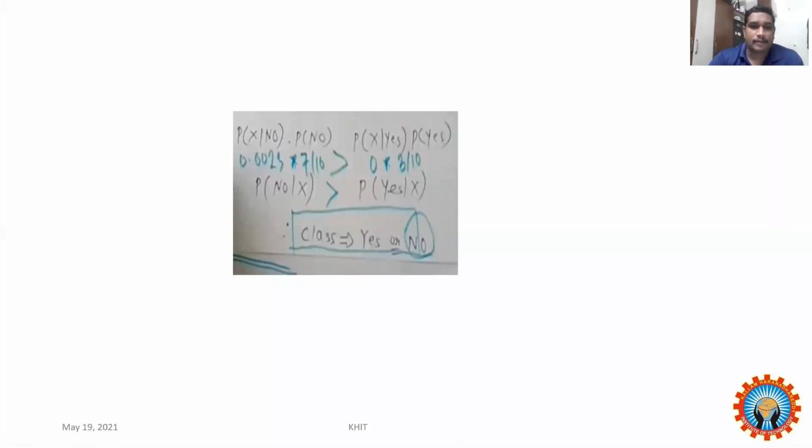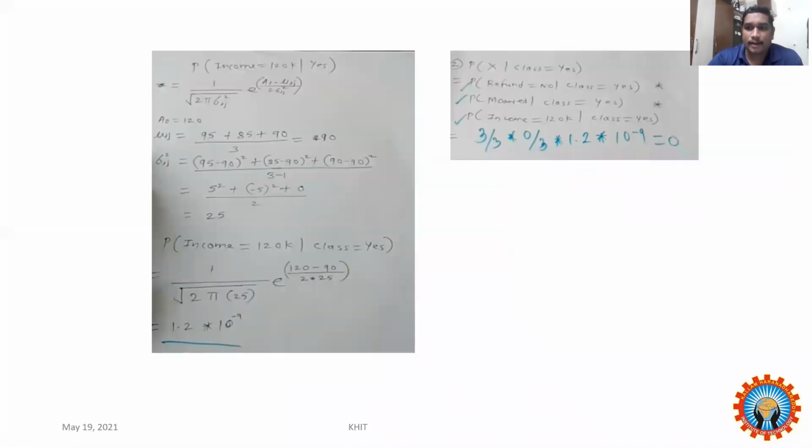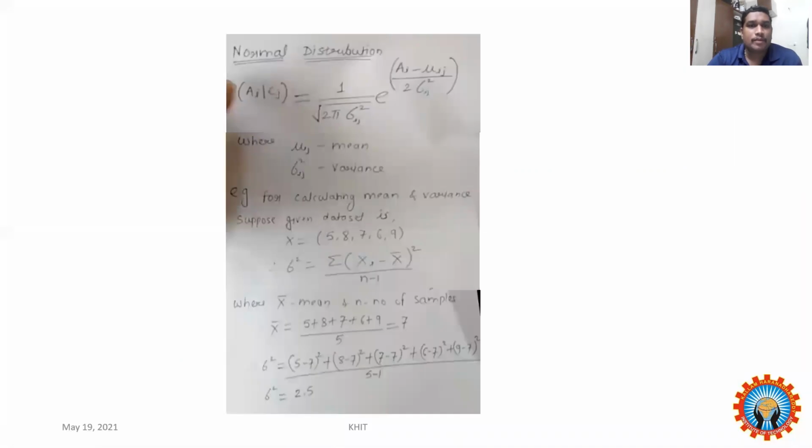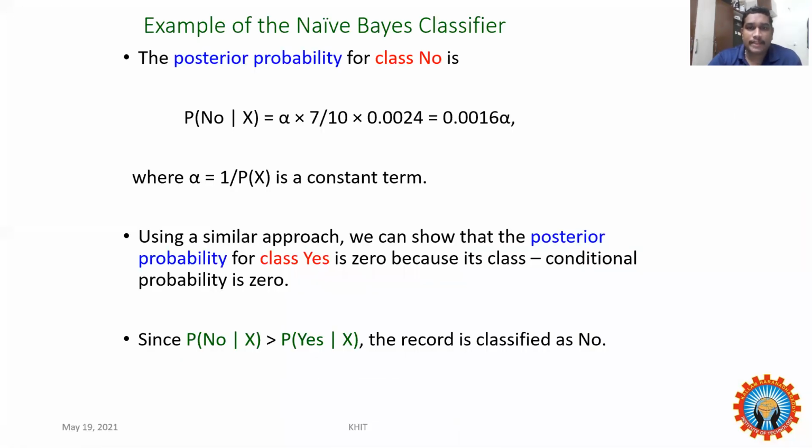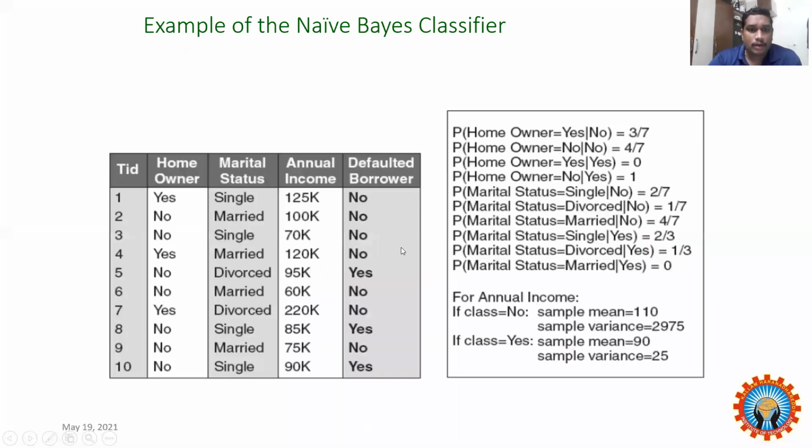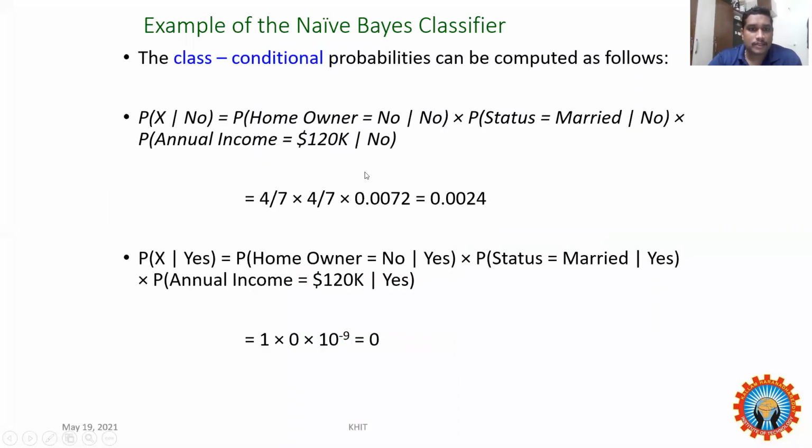In the last class, we discussed an example for the Bayesian classification technique, the Naive Bayes classifier technique. We already concluded how we calculate test cases. So this is what we discussed in the last class.